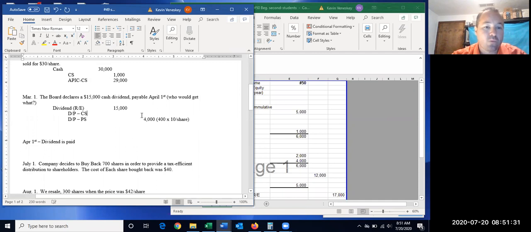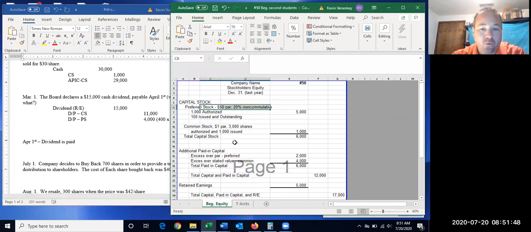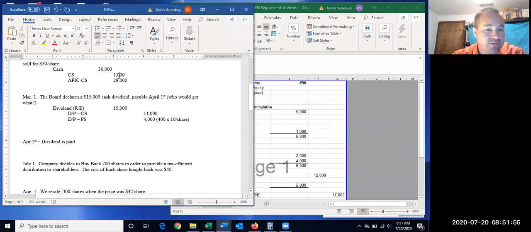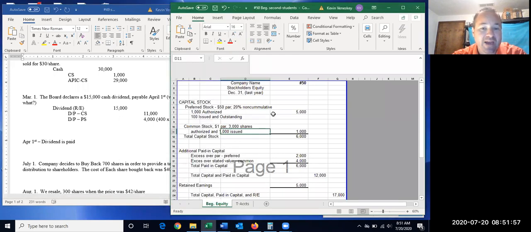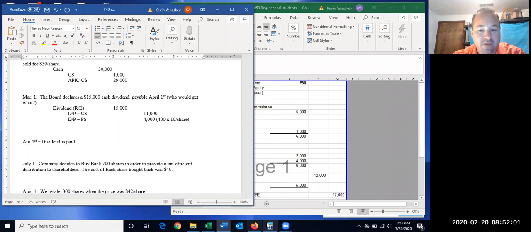Common stockholders get whatever's left. It's 11,000. You might think, oh, well, the common stockholders did a lot better. Did they though? Because these guys got $10 a share because they don't have to split them up amongst everybody. The common stockholders, there's a lot more shares. We have 1,000 plus we just issued another 1,000. So there's 2,000 shares that I have to divvy up all of this money.